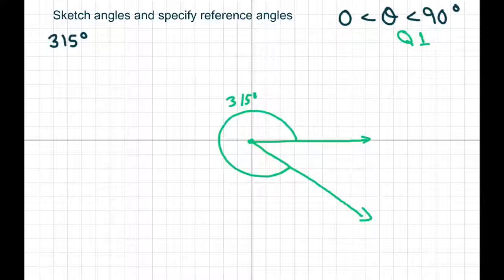to the x-axis. So from here, you draw up. Always draw to the x-axis. That would be 45 degrees. So your reference angle is 45 degrees.